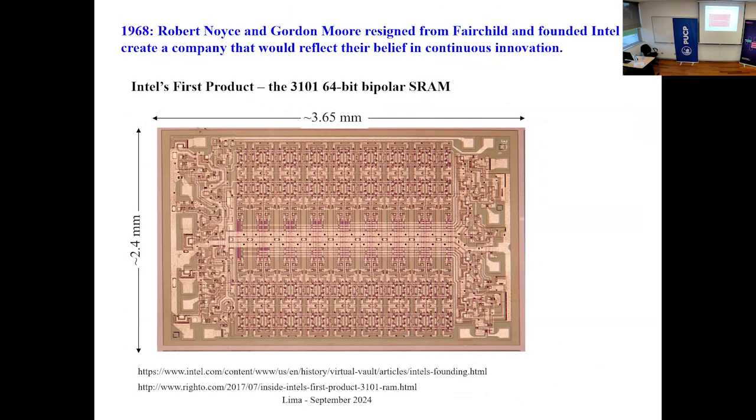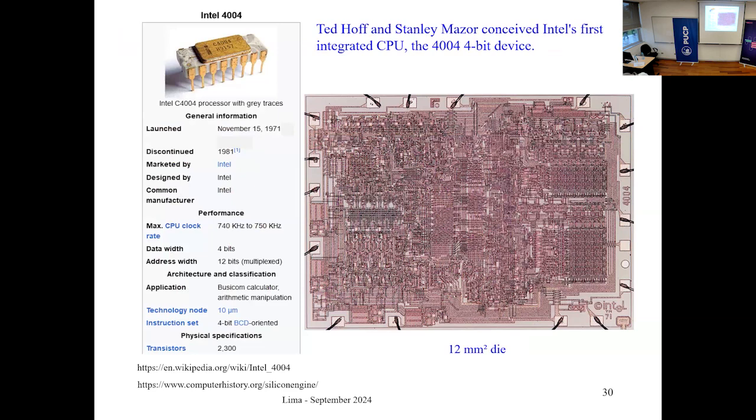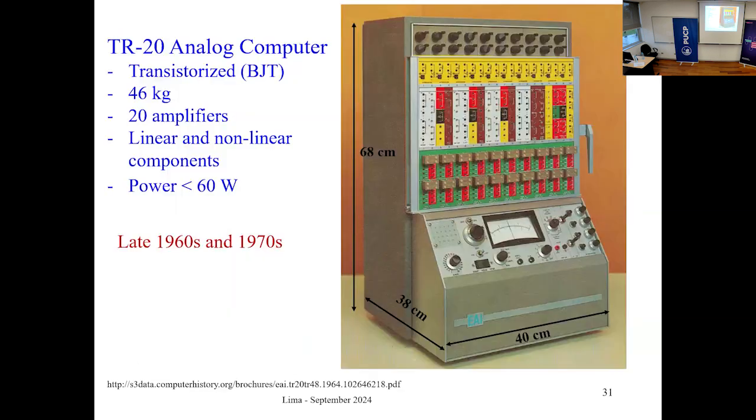This is the first product by Intel. It was a bipolar static random access memory, 64 bits. Of course, it's not comparable to integrated circuits of today, but anyway, it was an integrated circuit. And this is the first 4-bit processor, the 4004, the first integrated processor launched by Intel. This is the beginning of the processors.